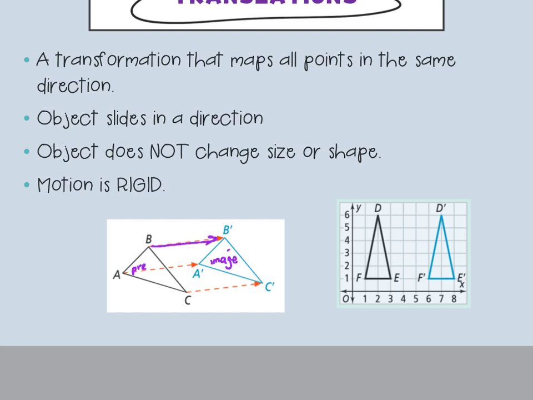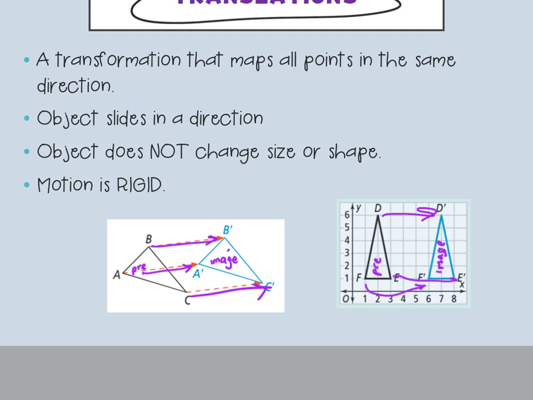So again, in the examples that are there, here's my pre-image, here's my image. Each point has slid in the same direction. Same thing for the second one. Here's my pre-image and here's my image. And this time each point has slid in the same direction. They could go right, left, diagonal, up, down, any way they want, as long as they're all in the same direction, which again holds its shape.